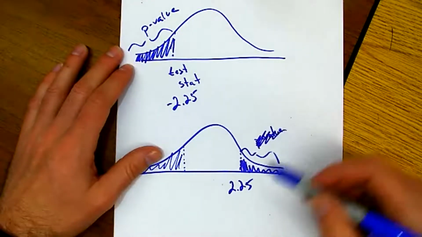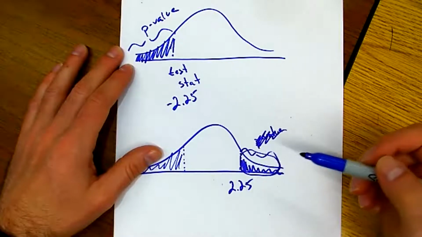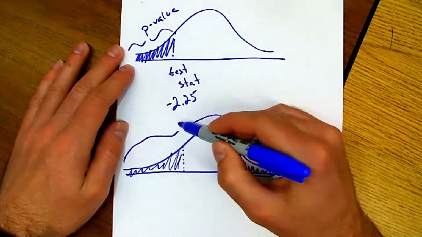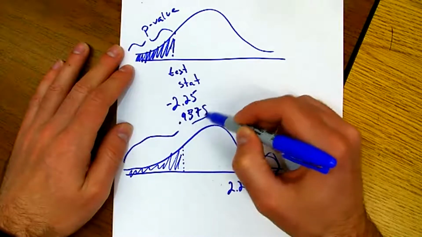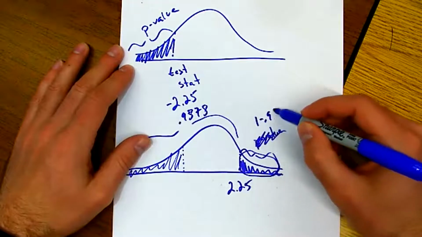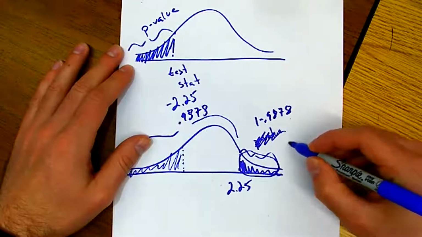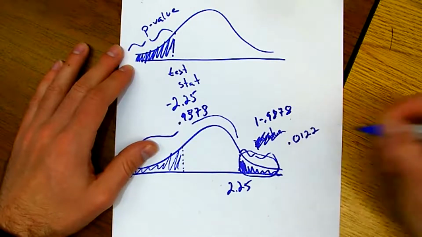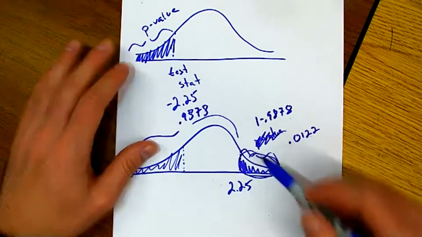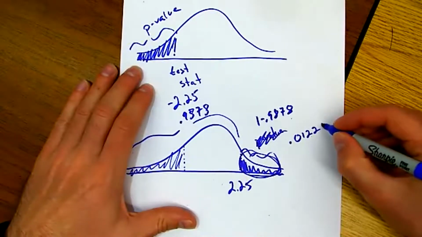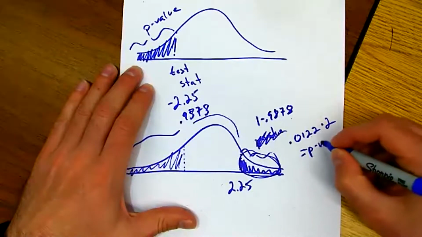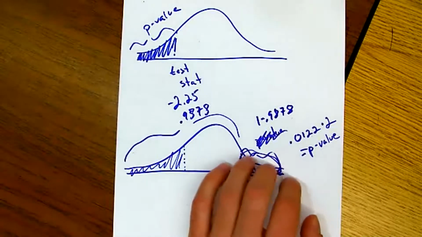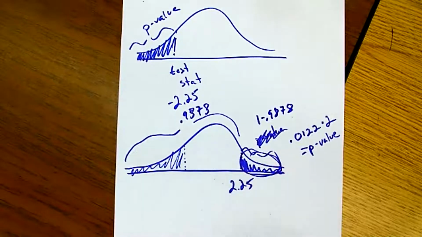So I can find the area in this right tail. It'd be very similar to what we did before. I looked up the area to the left. It was 0.9878. So I'd subtract that from 1. I get 0.0122. That's the area in this tail, but I know I've got two tails, so I need to multiply it by 2, and that will give me my p-value. So for a two-tailed test, I still find the area in the tail. I just have to remember to then multiply it by 2.